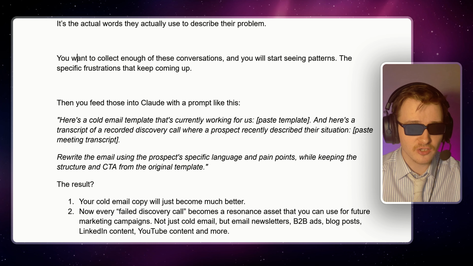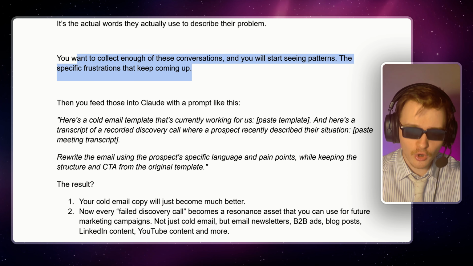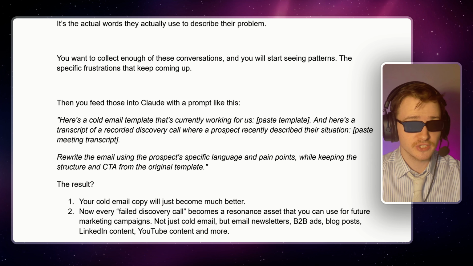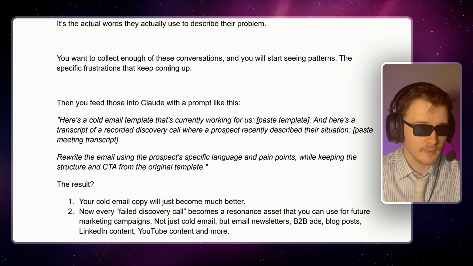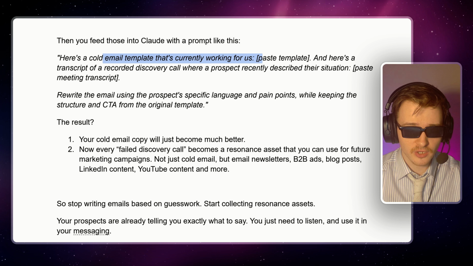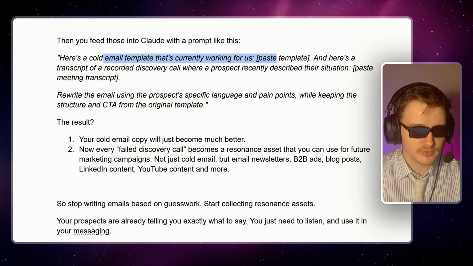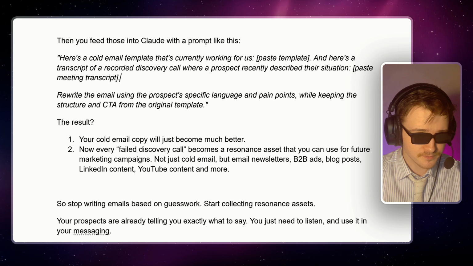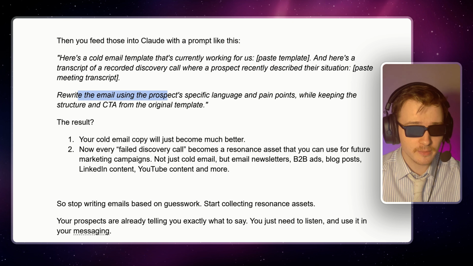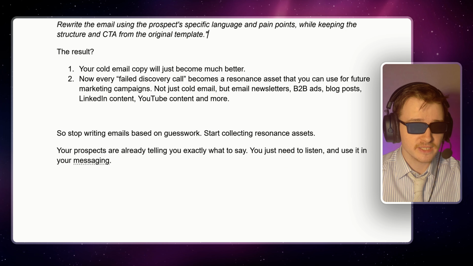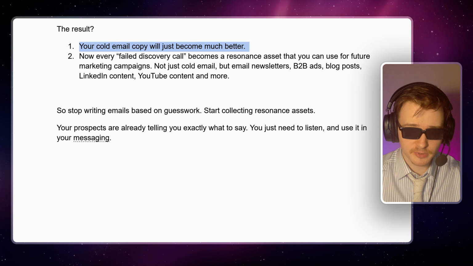We want to collect enough of these conversations so that over time you'll start seeing patterns, specific frustrations or specific goals coming up. Then you can feed it into Claude with a prompt like, here's a cold email template that's currently working for us or someone else, and here's a transcript of a recorded discovery call where a prospect recently described a situation. Rewrite the email using the prospect-specific language and pain points while keeping the structure and CTA from the original template. The result is that your cold email copy will become much better.